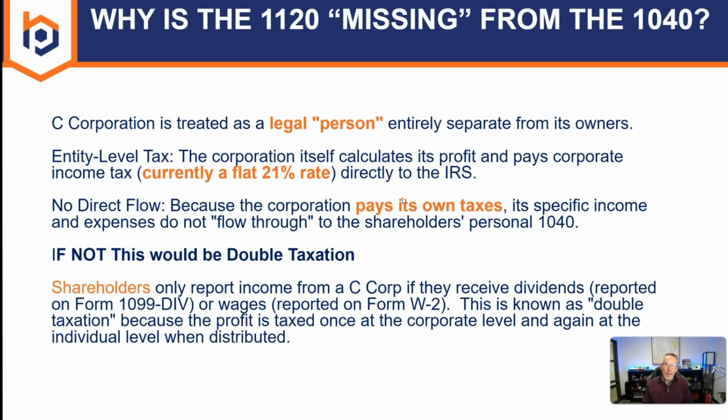So what happens is a C corp is treated as a legal person, like it's a completely separate entity from the person. So it actually pays its own taxes and everything. It doesn't pass through the money, and it's 21%. Now, a quick note on why you don't see a lot of people own these 1120s.